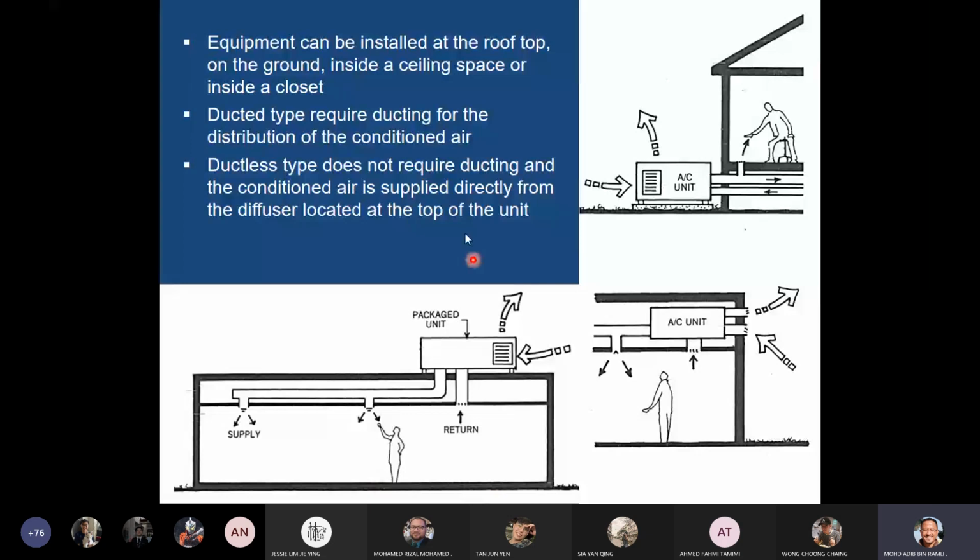Ductless type. Here you can see two different types. One is the ducted type, which means that you use ducting. Another one is the ductless type, where you don't use ducting. This one is slightly different. It does not require ducting, and the conditioned air is supplied directly from the diffuser located at the top of the unit. All the diagrams that you can see here are using the ducted type.